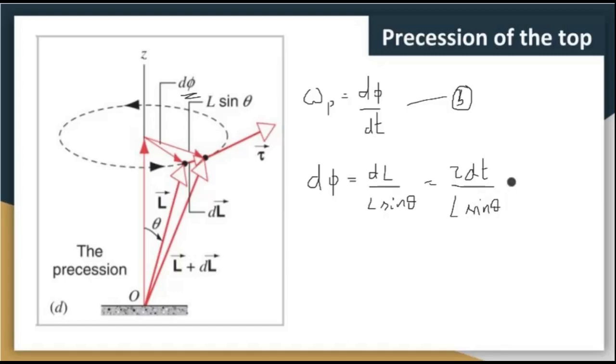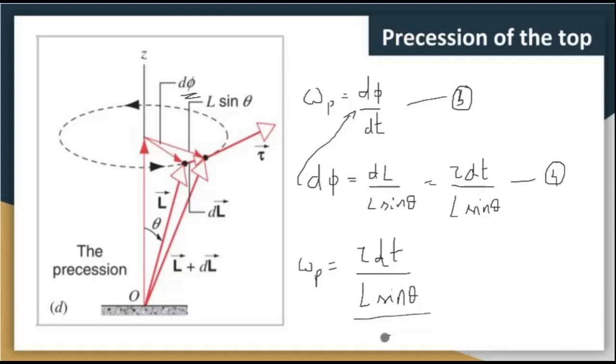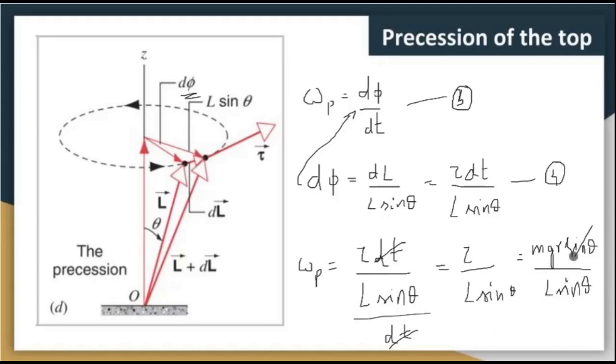Let's substitute equation number 4 in equation 3, that is omega p is equal to tau dt by L sin theta, divided by dt. This dt and dt will get cancelled out. So we will get tau by L sin theta. Let's substitute M g r sin theta for tau. So we will get M g r sin theta by L sin theta. So sin theta and sin theta will get cancelled out. So we will get M g r by L.